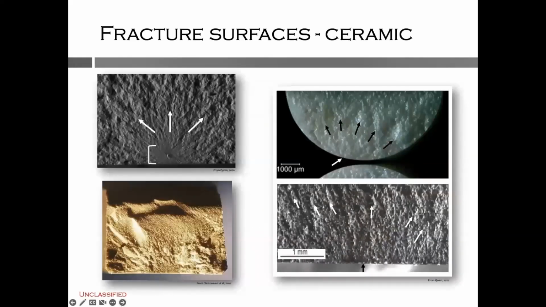These features can also be seen in more structurally complex materials such as ceramics. However, they might appear differently due to these materials' larger microstructure. For example, the mirror zone in ceramic is less smooth than it is in glass, and hackle tends to be more rounded.